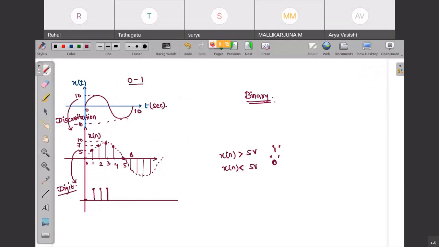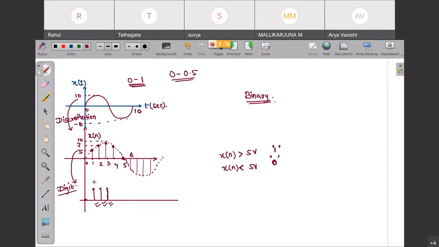There will be an infinite number of values between 0 to 1, or even between 0 to 0.5. So I need more space to store an analog signal compared to a digital signal, where I have the values of the signal at discrete instants of time, and at those discrete instants my amplitude is also digitalized.